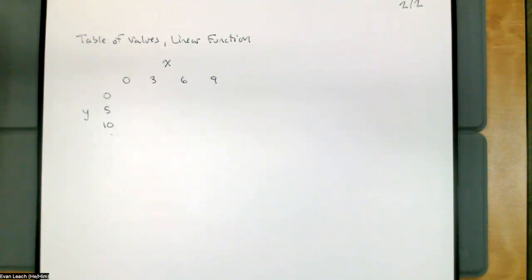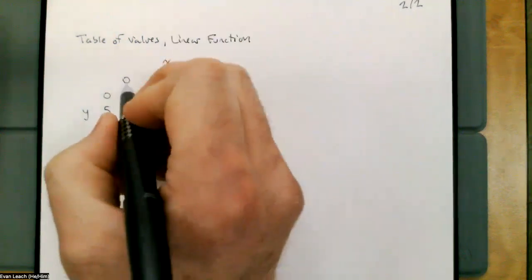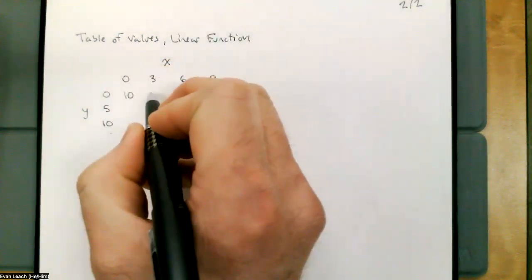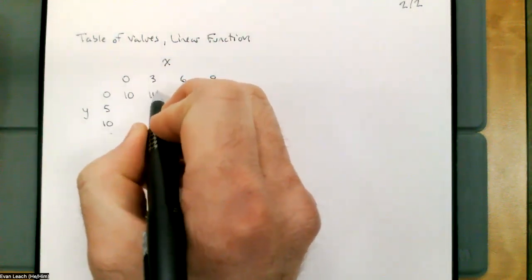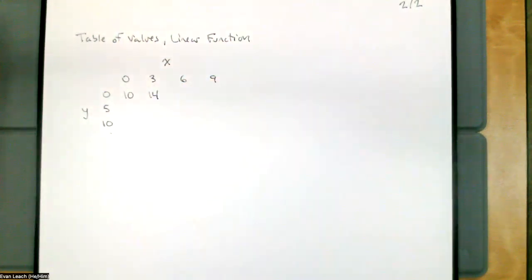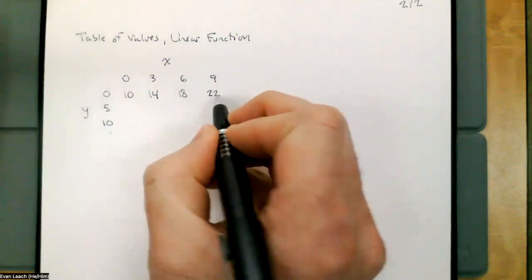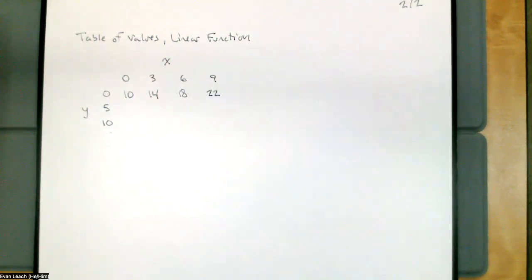Let's suppose that at 0, 0, the z value is 10. And then up here, we're going to have 14. I'm making a linear function. What's going to be the function at 6, 0, if I'm making a linear function? 18 and 22. Awesome.